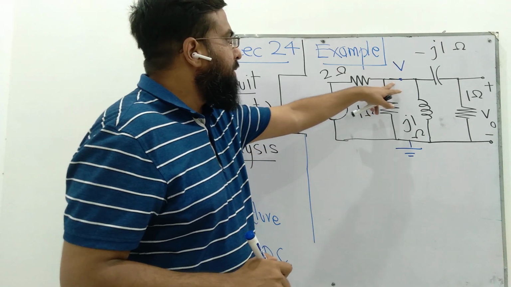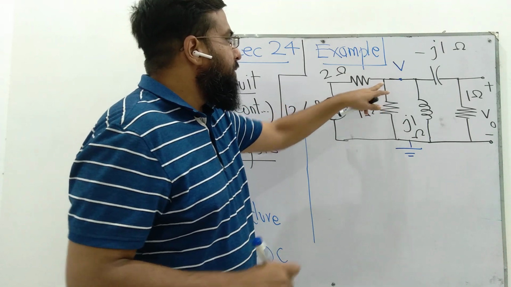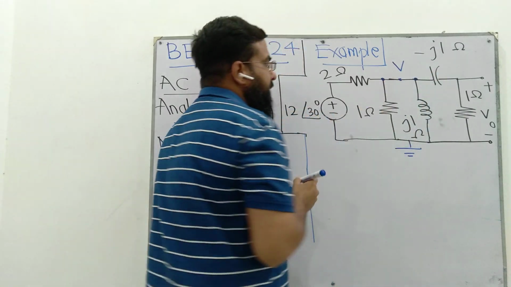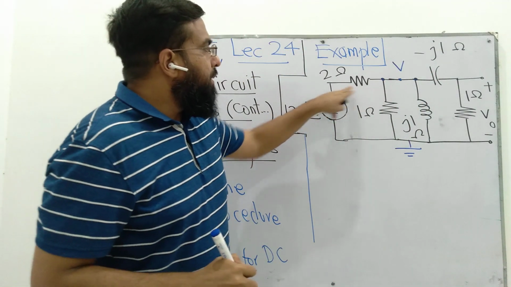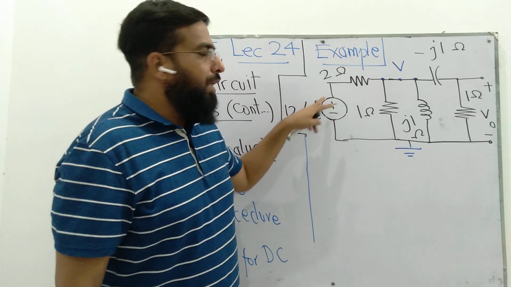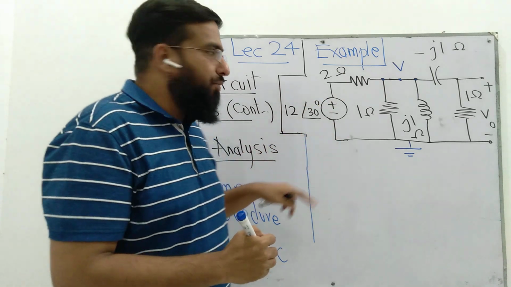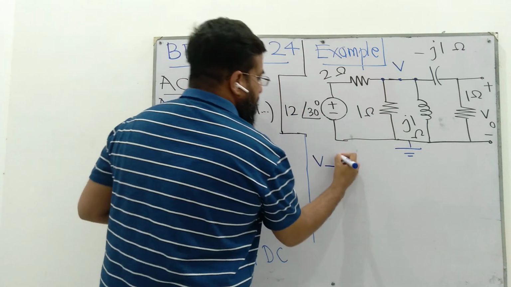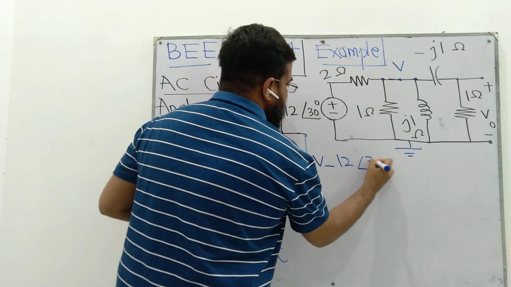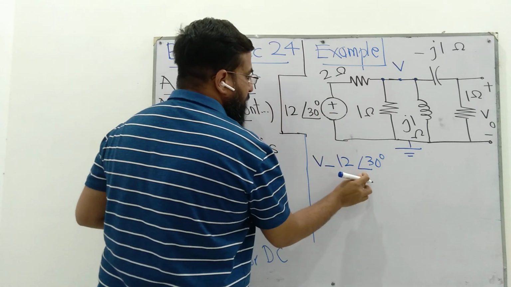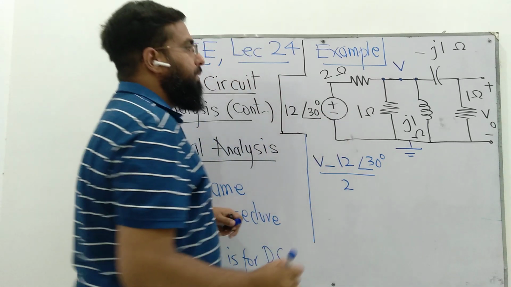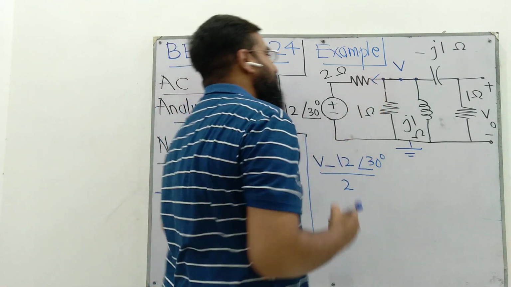V is the voltage here. This means the same voltage V here. Since we don't know the direction of the current, we'll assume it to be going away from the node. So we'll write V minus the voltage of the source, 12 at an angle of 30, divided by 2 ohms. This is the current flowing outwards in this branch.